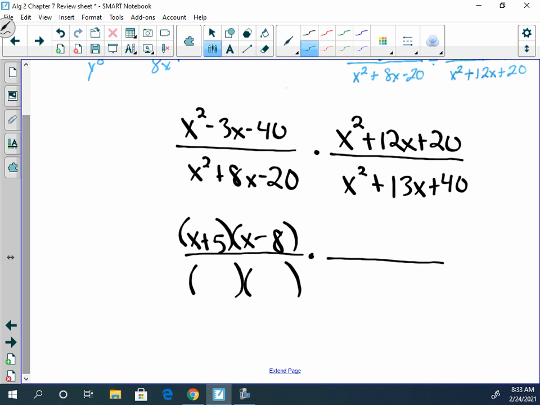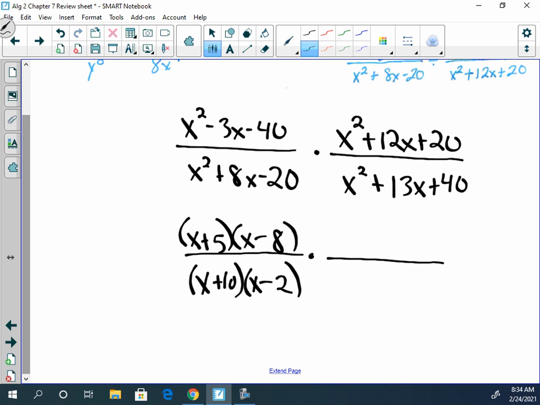Now we can look at the denominator, and again, because the 20 is negative, our signs are going to be opposite. We're going to have x and x. And if we look at the factors of 20 that give us 8, that's going to be 10 and 2, because 10 minus 2 would give us a positive 8.